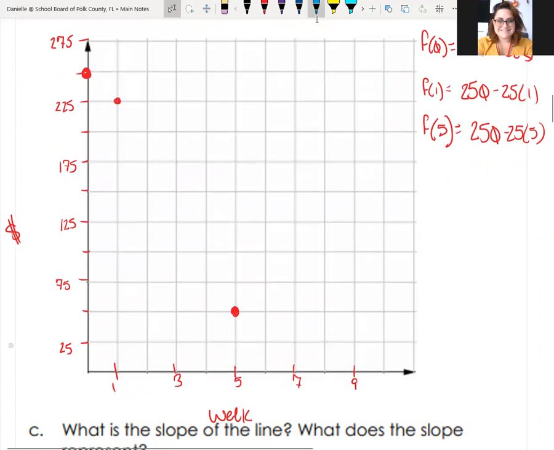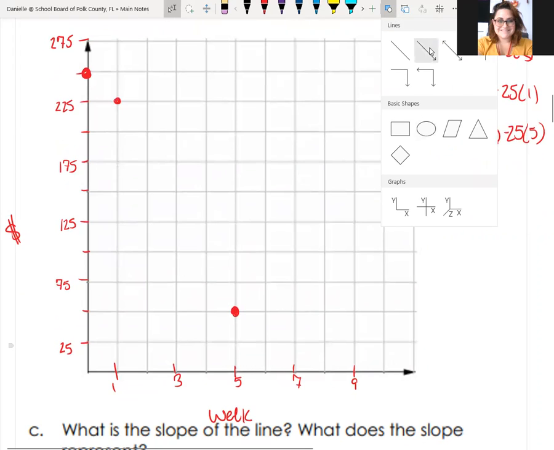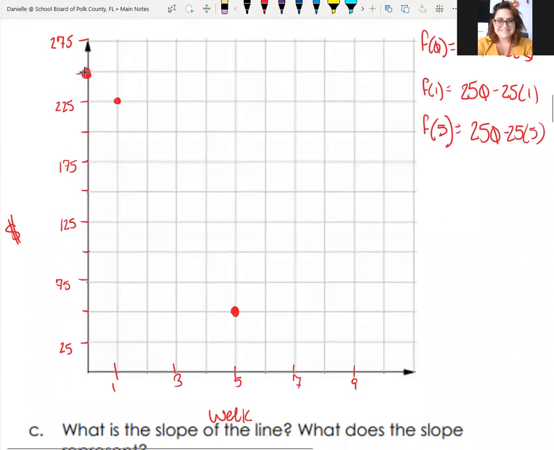And now that we have enough points, I'm going to draw it in a different color. We can go ahead and sketch our line. It's going to look something, well, it should look something like that. Ours isn't perfect. That's okay.